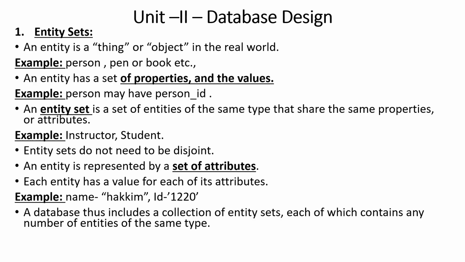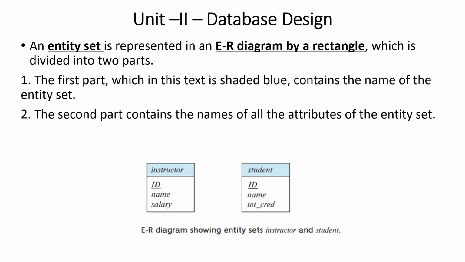Then the next one is entity set. An entity set is a set of entities that have the same type and share common properties and attributes. In this slide, I have mentioned two entities, that is instructor and student. Instructor has certain attributes, that is id, name, and salary. Student has a set of attributes, that is id, name, and total credits. The first part, in blue color, defines the entity, then the second part defines the attributes of this entity.